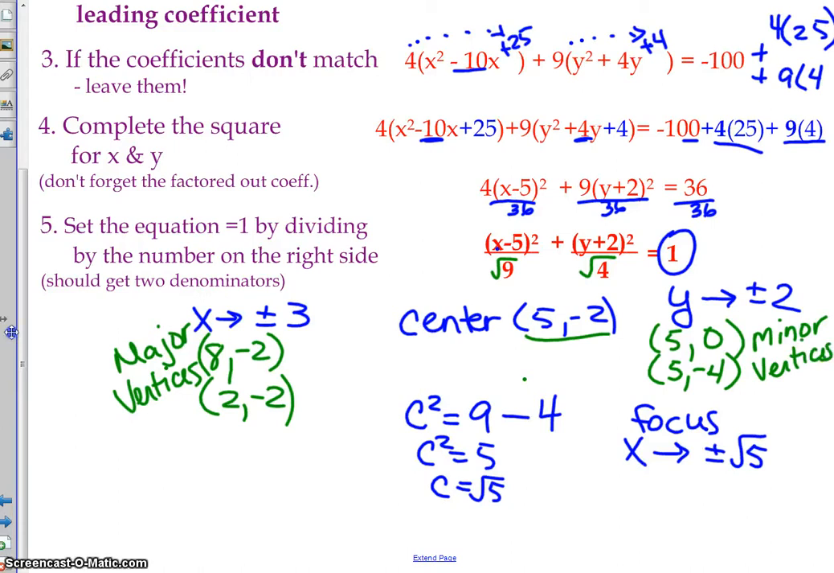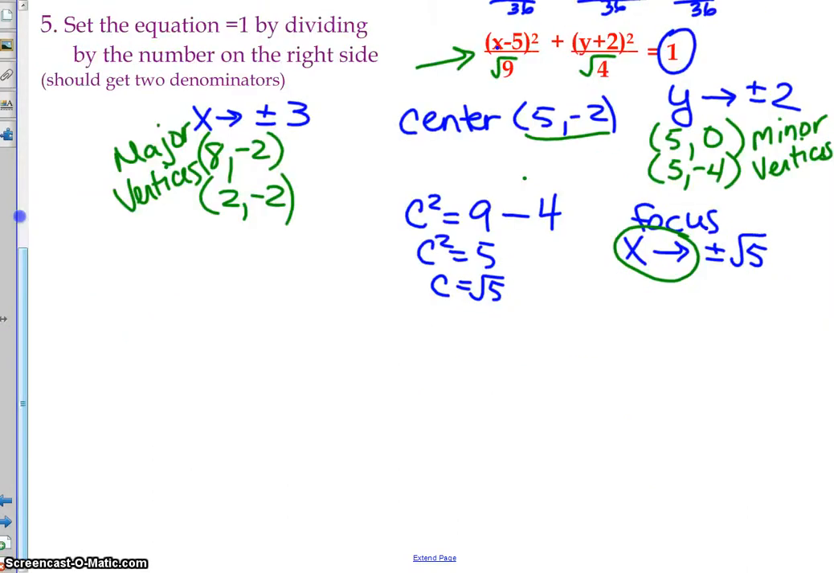And we have our focus. Our focus we decided was affected by the x because the x fraction part had the greater denominator. So I'm going to say this is 5 plus square root of 5, comma, negative 2. The other focus is if I went 5 minus square root of 5, comma, negative 2.